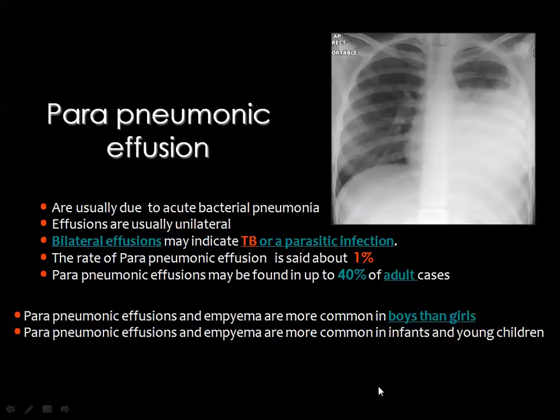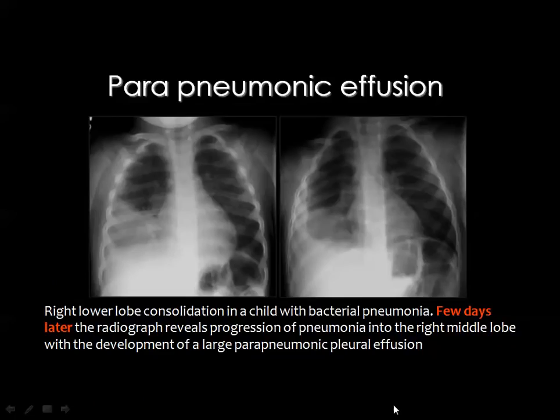Then the incidence of parapneumonic effusion is about 1%, but in adults, the incidence is relatively high. And how can you diagnose parapneumonic effusion? You see a consolidation containing air bronchogram, and the ipsilateral costophrenic angle is obliterated, meaning that there is fluid in association with the inflammation. And here is an example.